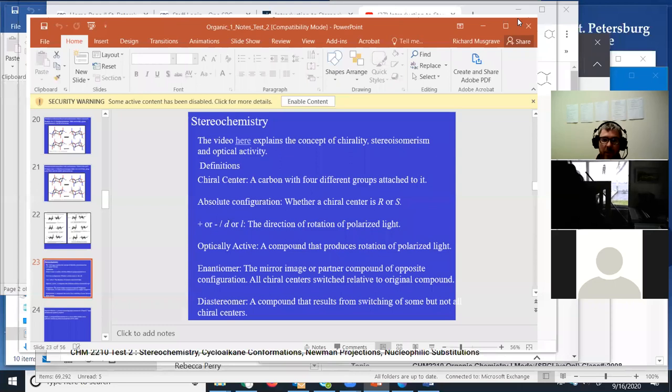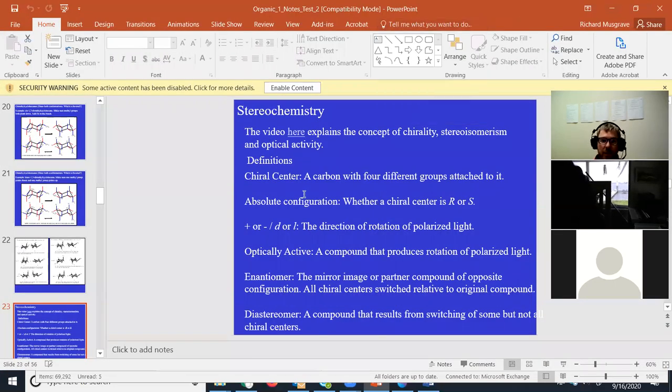So these are the terms that we're going to be talking about here. A chiral center is a carbon with 4 different groups attached to it, because in order for something to be chiral, we need 4 different things attached. Absolute configuration, that's whether it's going to be R or S, and I'll show you how to get R or S in a bit. Now, plus or minus is a bit different. That's the direction it twists plane polarized light. If a compound is optically active, it produces rotation of plane polarized light. And an enantiomer is the mirror image or partner compound of opposite configuration. So if you have R, the enantiomer would be S.